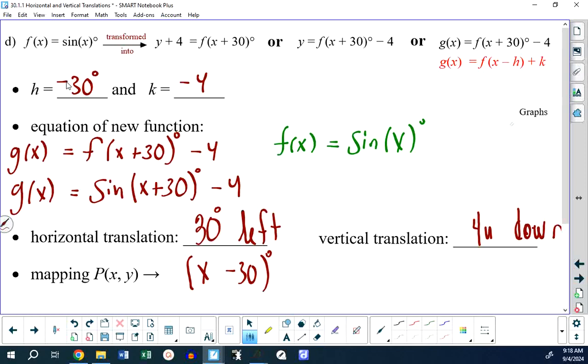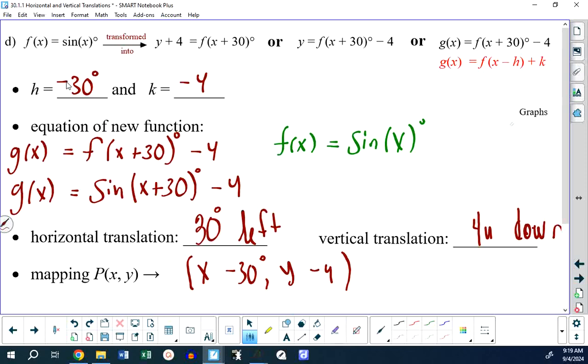Comma, just trying to decide if I need an extra set of brackets there. I'm just going to put the degree symbol here, comma y minus 4. Are we okay with that?